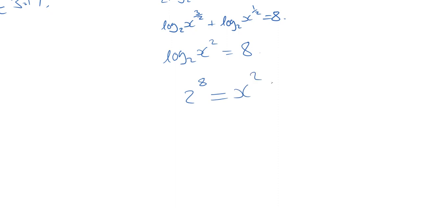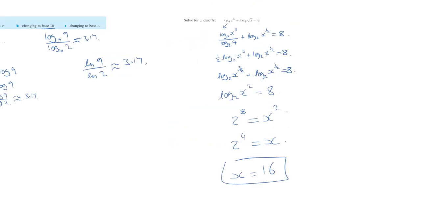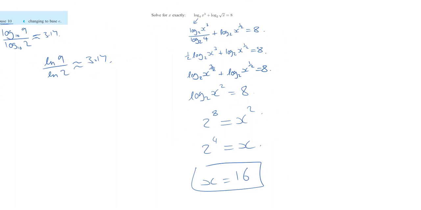If we square root both sides, we'll have 2 to the 4 is equal to x. Well, 2 to the 4 is 16, isn't it? x is equal to 16 is our final answer. Okay, hopefully that made sense. You can see why we needed to change that base so we could bring those logarithms together using the laws that we're already comfortable with.